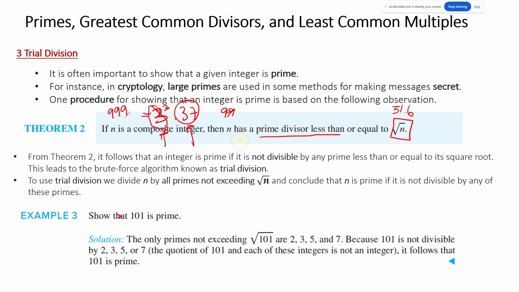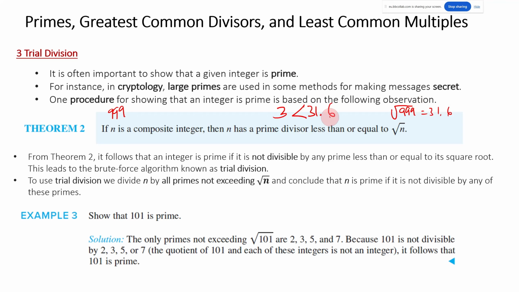So don't get confused. What we're talking about is that if there's a number like 999, a composite integer, then n has a prime divisor less than or equal to square root of 999. In this case that is 31.6, and we have 3. 3 is smaller than 31.6. So yeah, this theorem works.